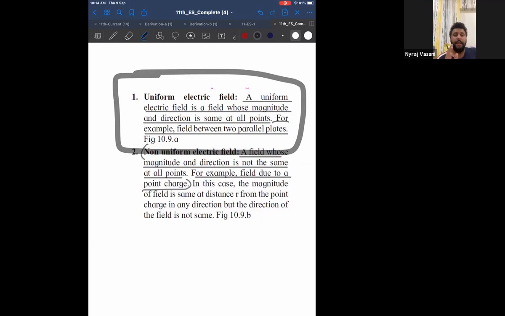You will tell me a field which has same magnitude and direction. What is non-uniform electric field? A field which has different magnitude and direction. Easy. Therefore, write down uniform electric field. Once you finish writing, put a dot, because below this you have to draw the diagram.